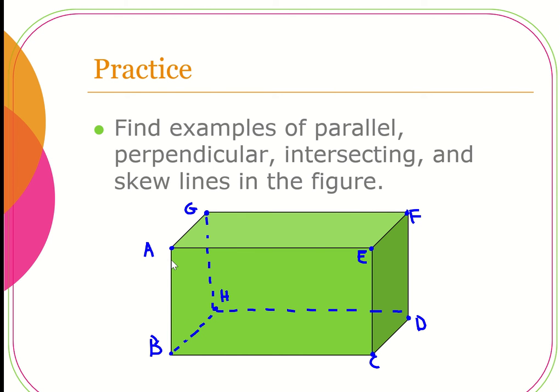Perpendicular lines, well, I'll give you one example. Again, there's a lot here. AB and BC, they are perpendicular lines. I'll give you another pair, FD and HD, or maybe CD and HD. Any of these are perpendicular lines.